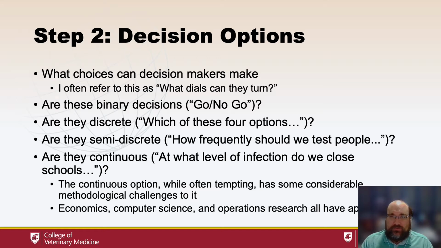Are these binary decisions, go or no-go decisions? We should do this or we shouldn't. Are they discrete, where you have a couple options and you need to pick from that menu? Are they semi-discrete? Things like how frequently should we test people? That's close to a continuous variable, but not really, because you're still talking about once a day, once a week, things like that. Or are they continuous? At what level of infection do we close schools?